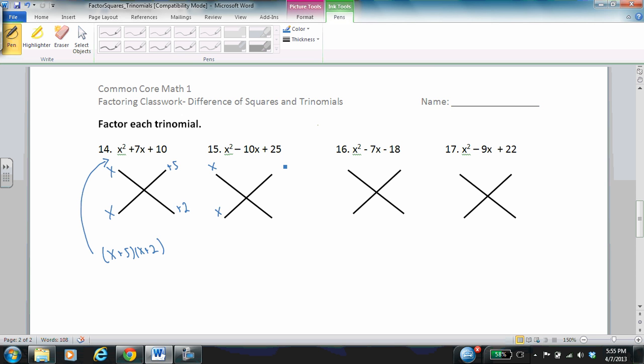Number 15, x and x multiplies to give me x squared. Two things that multiply to give me 5 and might add to give me negative 10. How about negative 5 and negative 5? So that factors as x minus 5 times x minus 5. And if you want to be a person who exercises math swag, you would write that as x minus 5 squared.